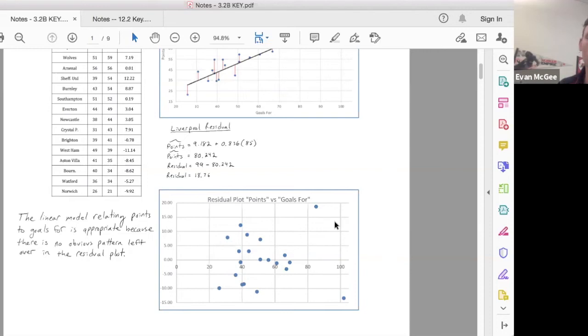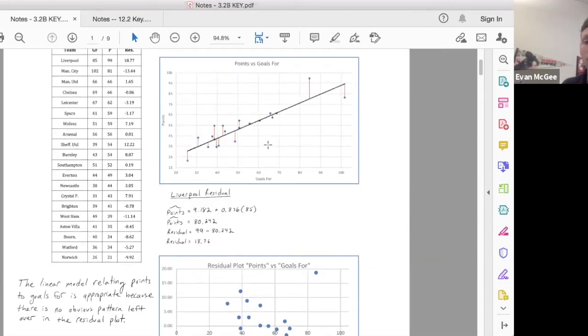And what we want the residual plot to show is even scatter above and below and no obvious pattern. So we don't want to see any curves in the residual plot. We don't want to see it getting smaller and then larger as we go across. We want it to be evenly scattered. And so you can see here that this residual plot is pretty evenly scattered. There's no obvious pattern in the plot. So this linear model that we used is a good fit for this data.